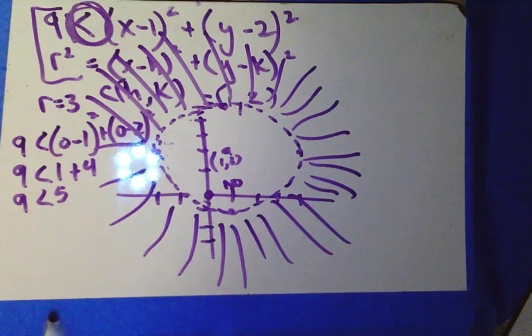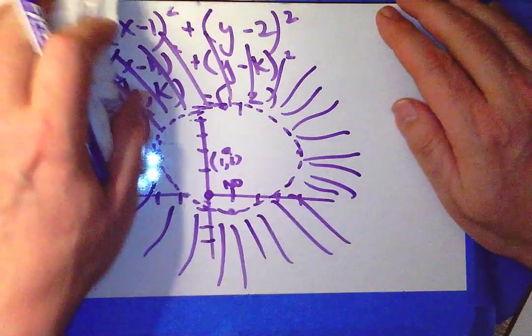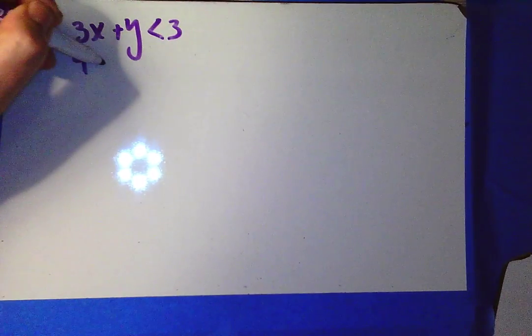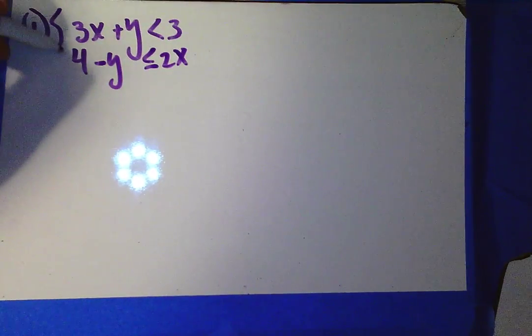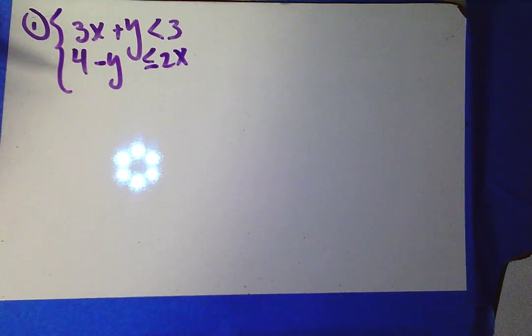Now I think it's time for us to look at graphing systems of inequalities. And I have some problems that I'd like to look at with you, both going forwards and going backwards. So let's see what they look like. The first one, basic Algebra 1 type problem. Number 1: 3x plus y is less than 3, and 4 minus y is less than or equal to 2x. There's my system of inequalities.